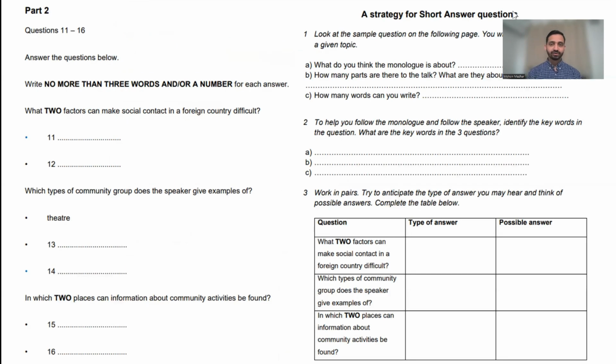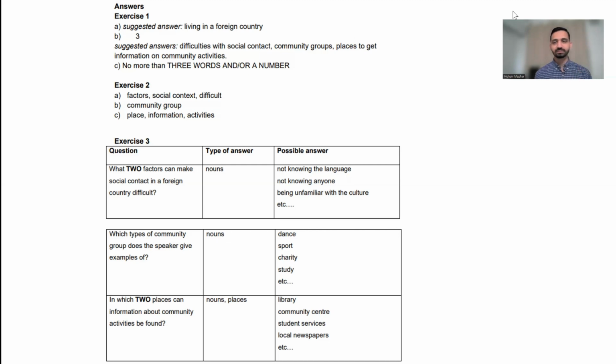The C is very important. How many words can you write? Do not write more than that. Okay, very important again. A lot of people make these mistakes. No more than 3 words and or a number. You can write 3 words and a number, or you could write 2 words and a number, or you can say it's or a number, right? So, but do not write more than 3 words. Don't write 4 words, for example. Okay, exercise 2.